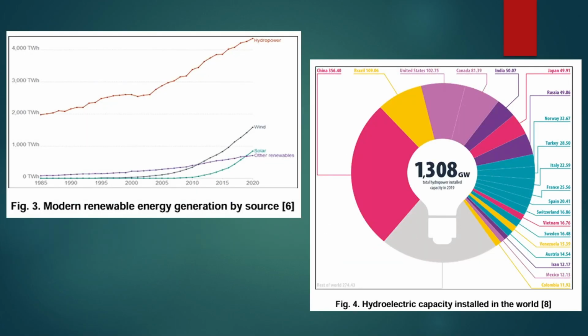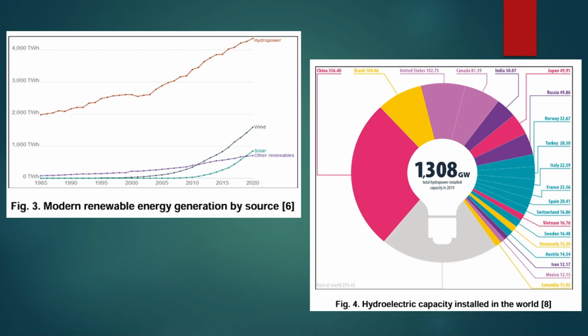Figure three shows modern renewable energy generation by source. It's the same as figure two, just instead of stacking them on top of each other, it gives you a line to show you what it actually looks like amount-wise, rather than just seeing things stacked on top of each other as a total summation. You can still see the hydro is a little over, almost triple that of wind.